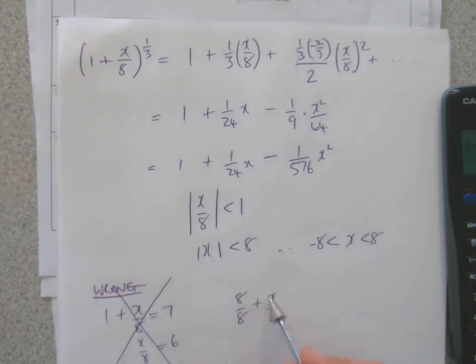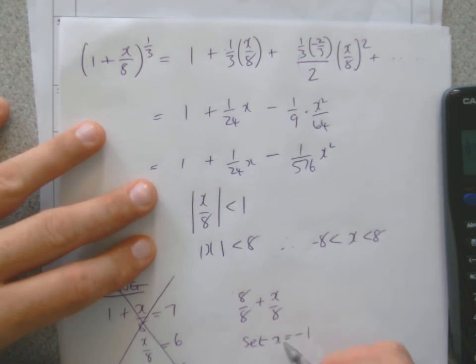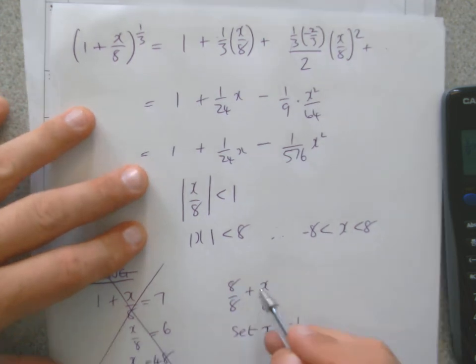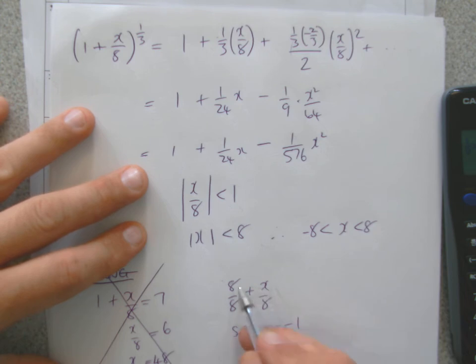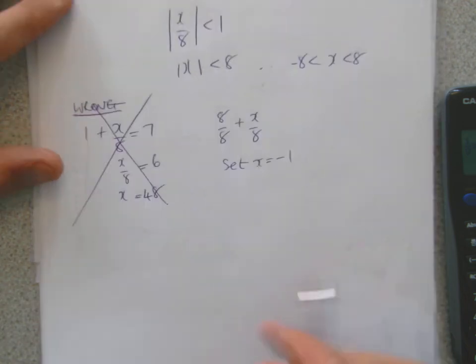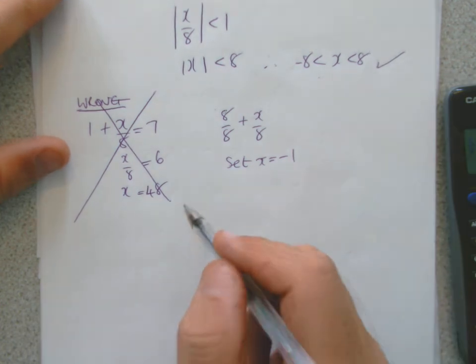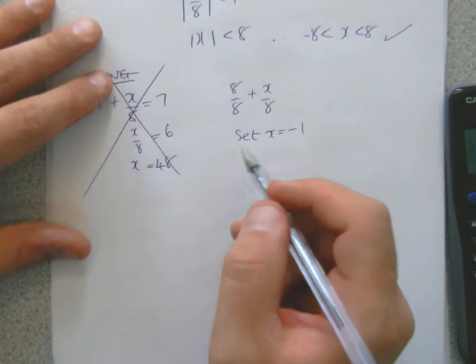But then if we think, well, what can I make x so I get 7 in here? Don't worry about getting the overall thing as 7. Just think, what could I write here to make this maybe 7 over 8? Well, if we set x to equal minus 1, then you'd end up getting 7 over 8. And that's actually going to work. Now don't worry about the fact that you're over 8, that's not a problem, we'll deal with that. If we set x to equal minus 1, it satisfies this idea here, the mod of it is less than 8.